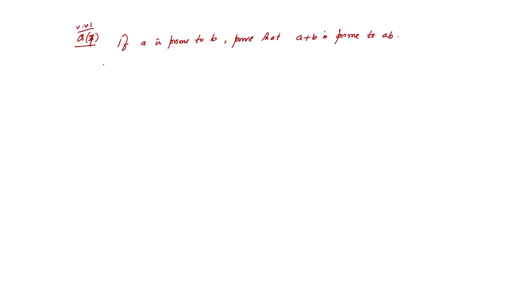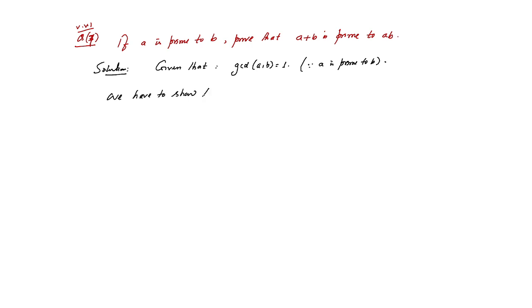So what is exactly given? It is given that GCD of A, B equals 1, because A is prime to B. Since it is given A is prime to B, that means GCD of A, B equals 1. What we have to show is that A plus B is prime to AB. That is, we have to show that GCD of A plus B and AB equals 1.